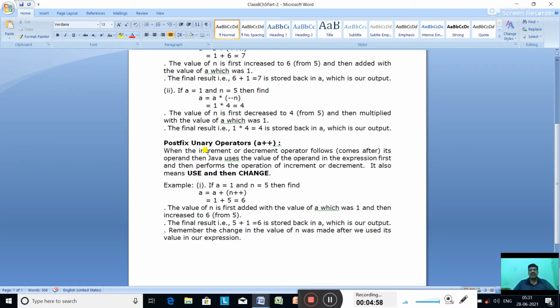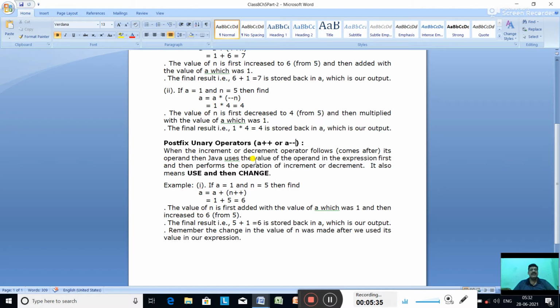Next one is postfix unary operator. When the increment or decrement operator follows, means comes after its operand. Let's see here, plus plus sign is followed by a, minus minus sign is followed by a. So when the increment or decrement operator follows, comes after its operand, then Java uses the value of the operand in the expression first and then performs the operation of increment or decrement. It is just the opposite of prefix.